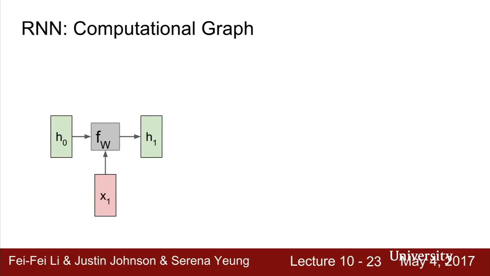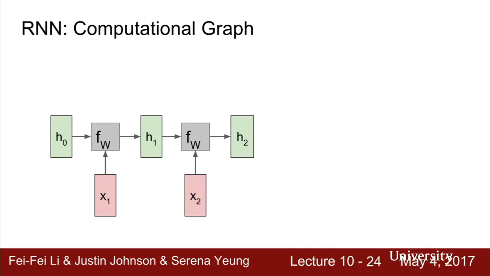So then at the first time step, we'll have some initial hidden state h0. This is usually initialized to zeros in most contexts. And then we'll have some input x_t. This initial hidden state h0 and our current input x_t will go into our f_W function. This will produce our next hidden state h1.